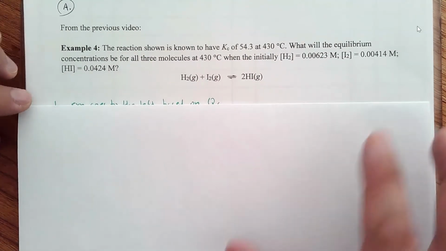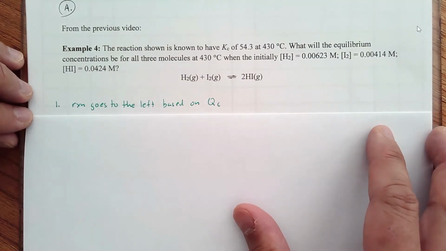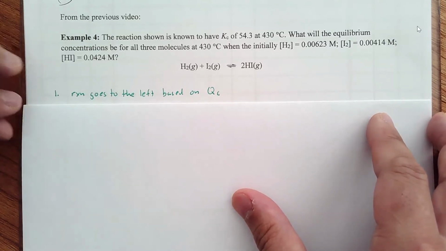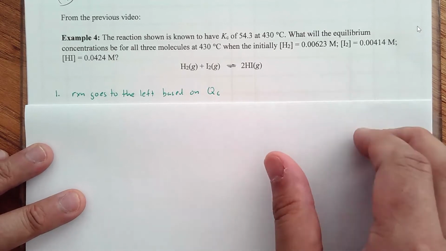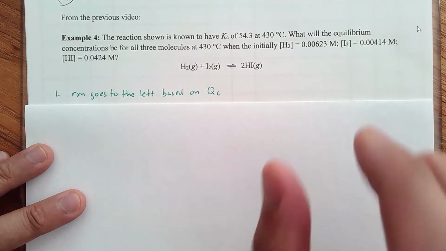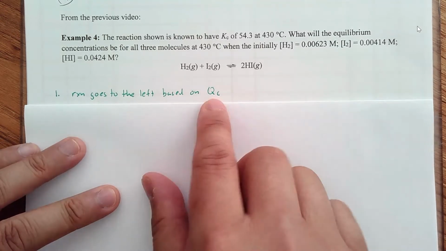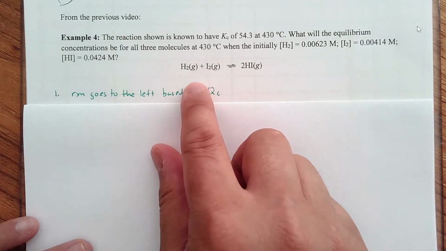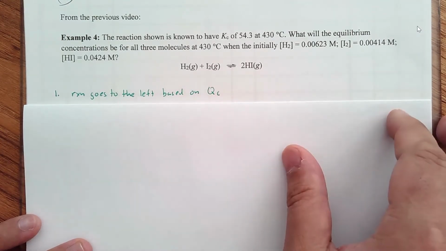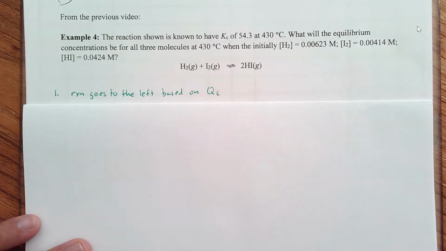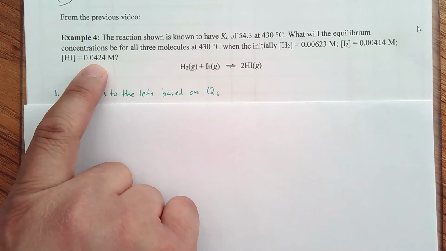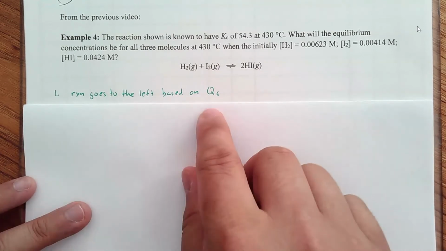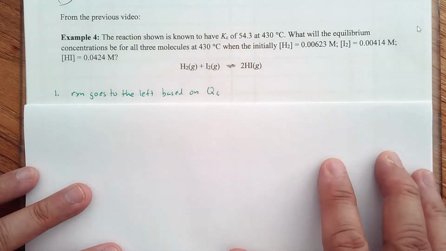I won't show you all the work that we did to solve for this problem, but the first step, as usual, is to determine which side the equilibrium will lie on, or which direction the reaction will go to. So based on Qc, I think we decided that the reaction will mainly go to the left. The rate of the reverse is now greater than the rate of the forward. And that's because we do have a lot of the product, and Qc was greater than Kc, greater than 54.3.